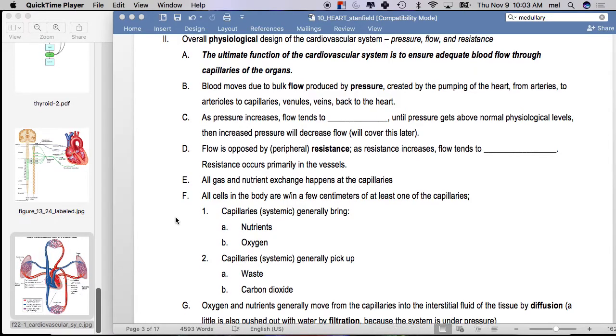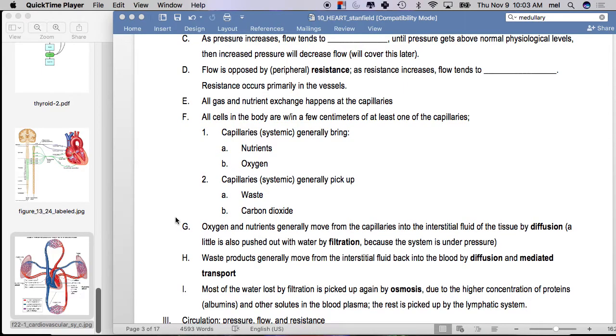So you guys predict for me before we get into the details. Your prediction is as pressure increases, flow tends to do what? Increase, yes. Until pressure gets too high. Pressure can be too high for flow. You can bust the damn thing if the pressure is too high, right? So there is this nice sweet spot for pressure, and then there's too high, and then there's too low, right? And flow is opposed by something that we call resistance, okay? So pressure favors flow, resistance opposes flow.